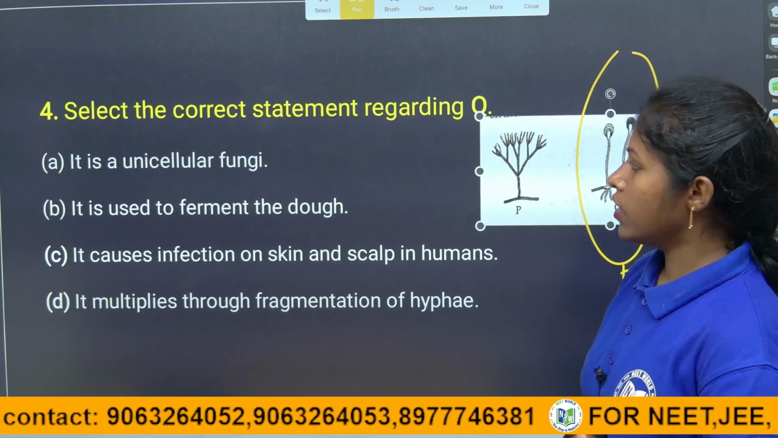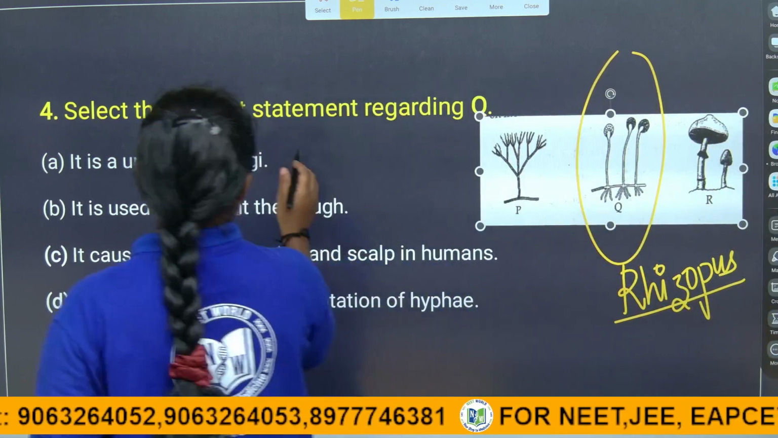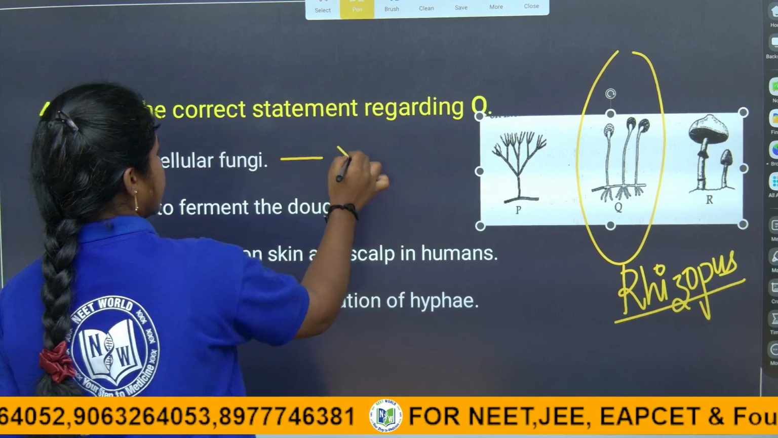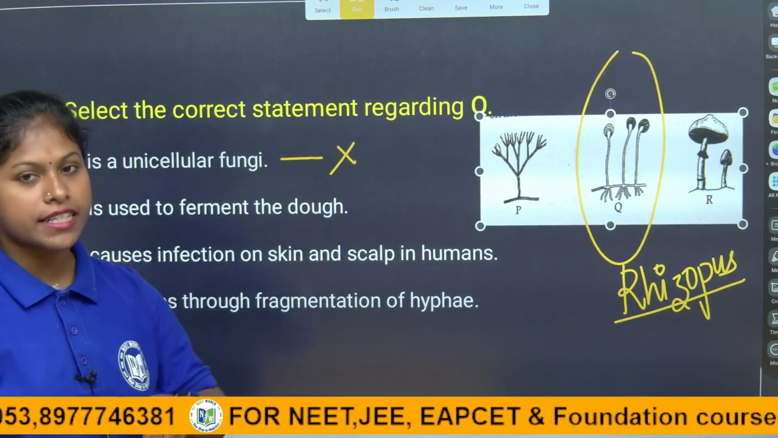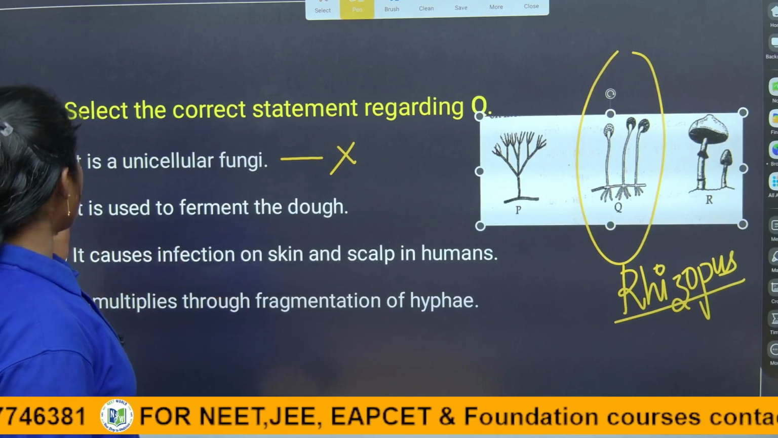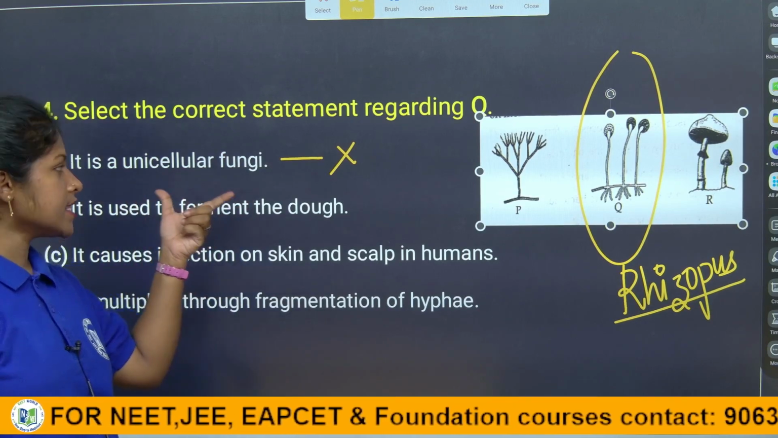Question: Rhizopus. They are saying it is a unicellular fungi. It is an incorrect statement. Rhizopus is a multicellular fungi. As it is also microscopic, it is a multicellular fungi. So the first option, A, is the wrong answer.